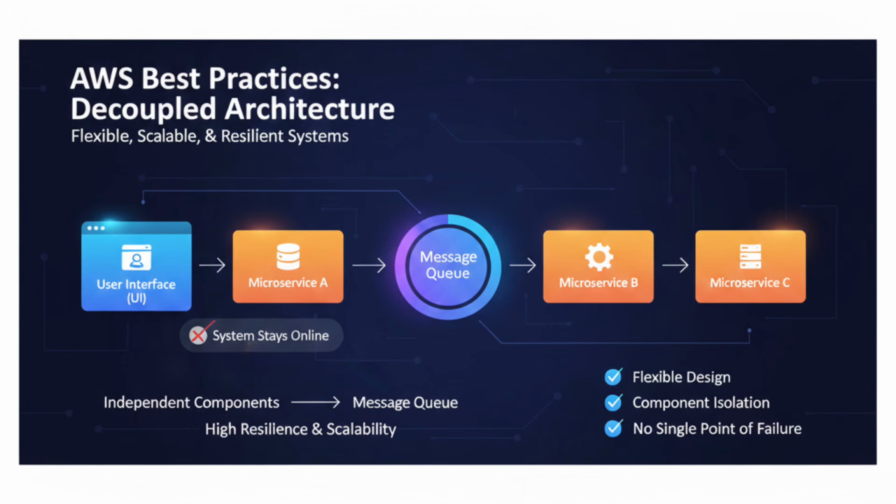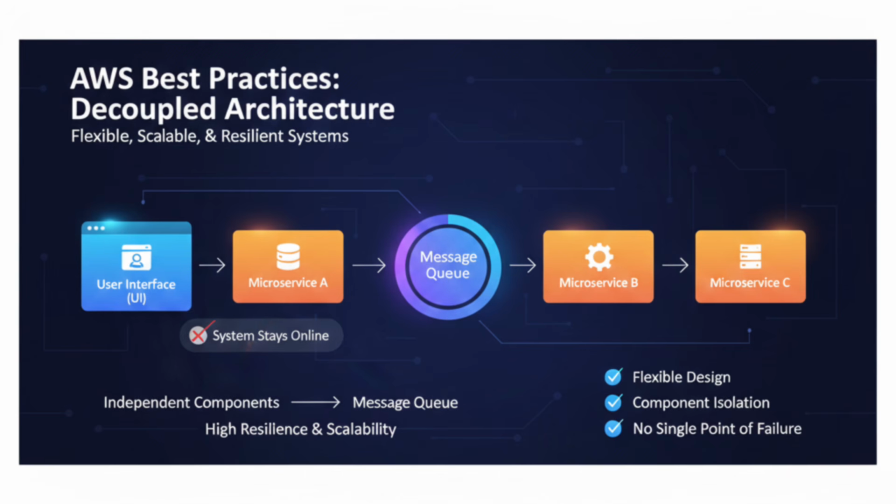Think about how to build systems that are flexible, scalable, and resilient, where one component's failure doesn't bring down the entire application. The focus is on creating independence between different parts of your application. The correct answer is A, build loosely coupled components.